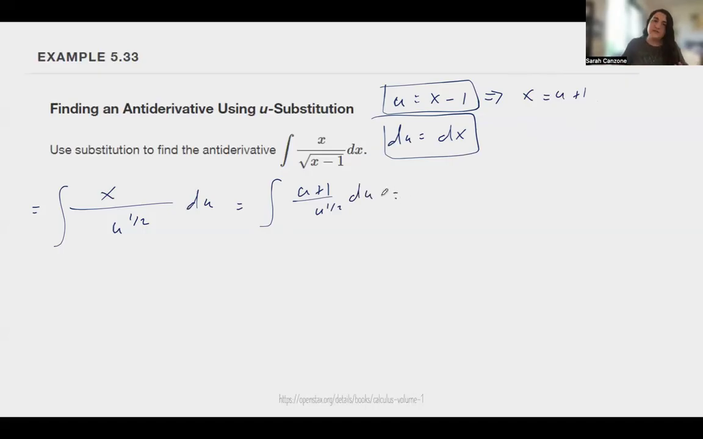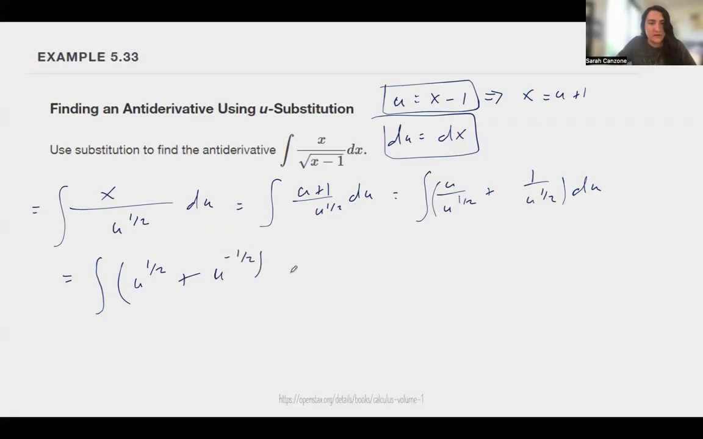Now we have that situation that I mentioned earlier where you have a single term on the bottom, and we can split it up. So let's do that. This is the integral of u over u to the 1/2 plus 1 over u to the 1/2, put parentheses around it, and du. u to the 1 minus u to the 1/2 is the integral of u to the 1/2, because 1 minus 1/2 is 1/2. Plus this you can just bring into the numerator by negating the exponent. So this is u to the minus 1/2 du, and we can now integrate.